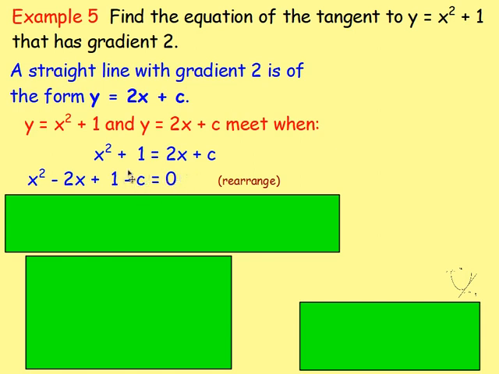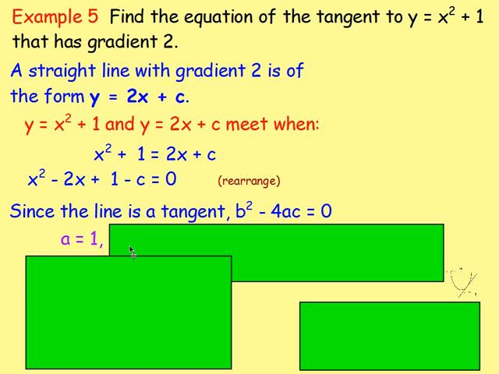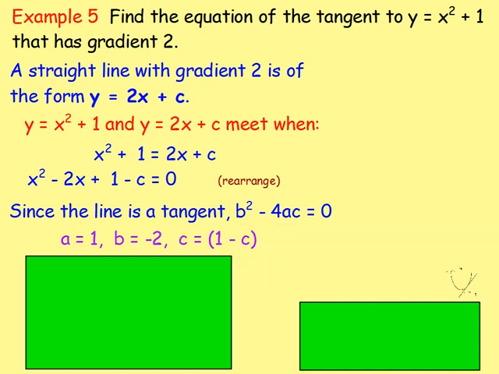That's just rearranging this. From there, you know that the line is a tangent. It tells you that up there. So you know b squared minus 4ac must equal 0. Find out the values of a, b, and c then. a is the coefficient of x squared, which is going to be 1. b is the coefficient of x, which is negative 2. And c would just be 1 minus c.